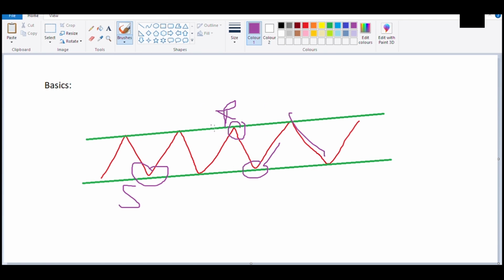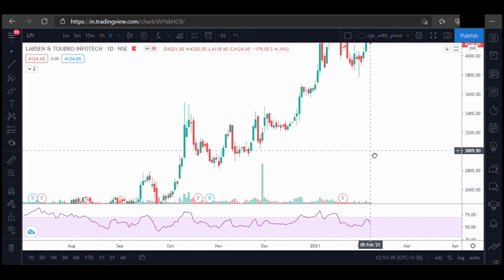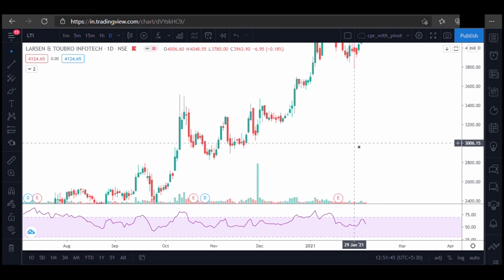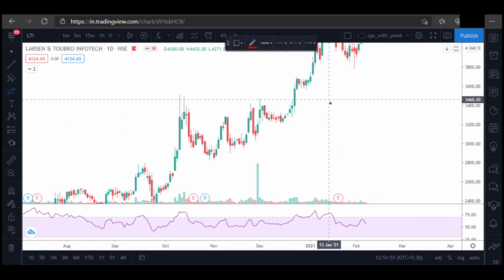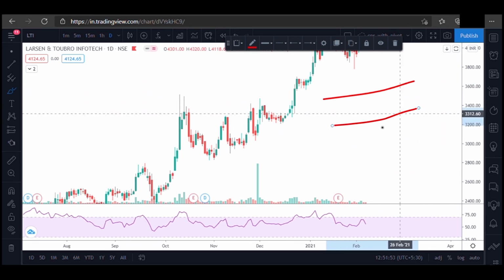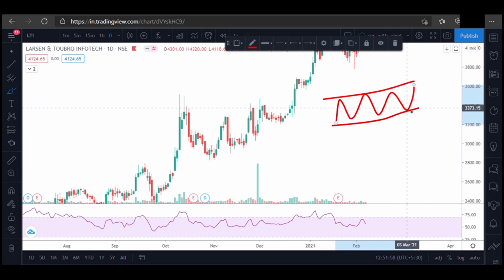Let us see the actual L&T Infotech. I recently took a trade in this L&T Infotech stock and booked a profit of almost 11%. So when I talked about support and resistance, I forgot to tell about something. There are some patterns. I mainly prefer three patterns. One is the channel pattern. So this is the channel pattern. Price will go between these channels. This is how the channel pattern works.